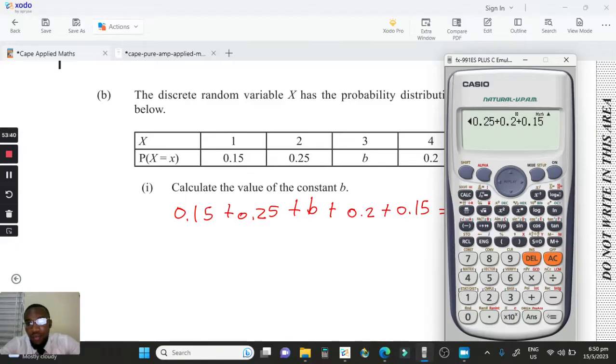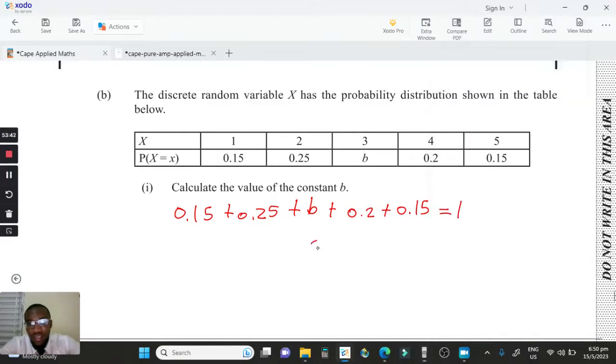We'll add them. That's 0.75. So 0.75 plus B is equal to 1. So B is just 0.25. Alright. 0.4, 0.6. Yeah, B is 0.25.